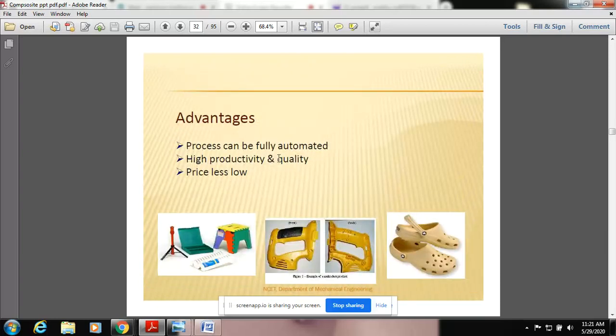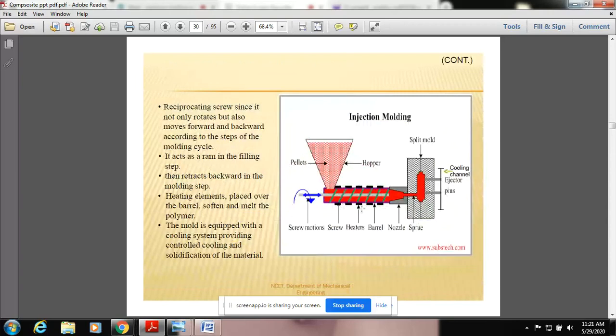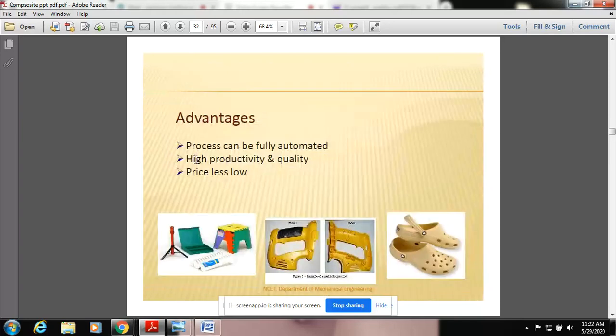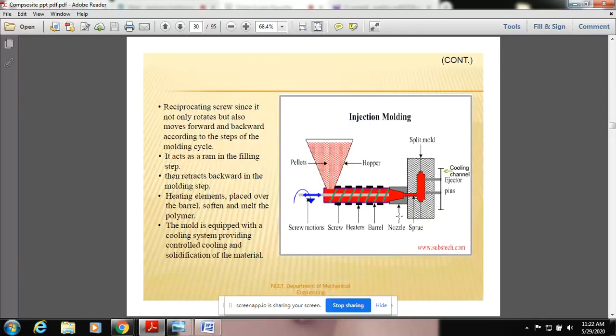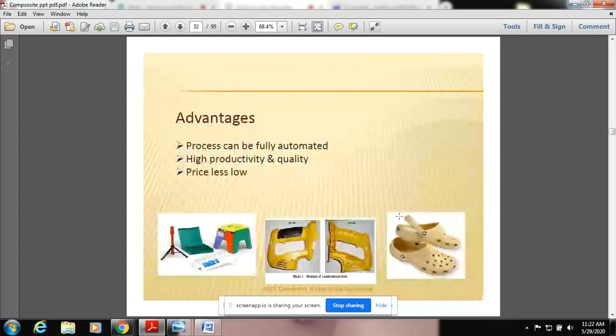High productivity and quality. As I mentioned, if there is no manual work here, the quality can be achieved because errors are fewer, accuracy is high, and efficiency is high. That was the reason our advantage is high productivity and quality. Price is low. Since we are not using many complicated components or processes here, the price is lower. That's all the advantages.